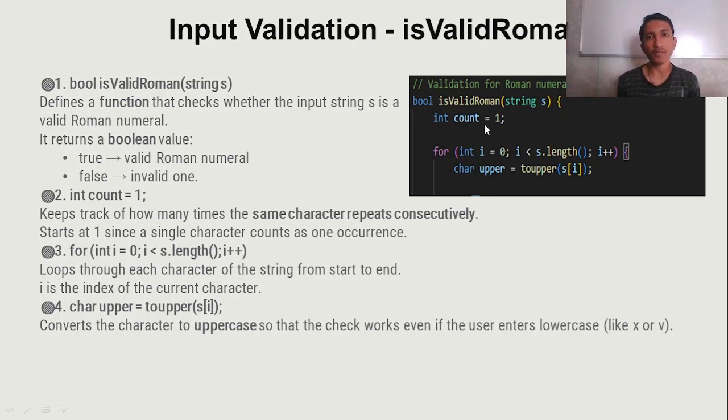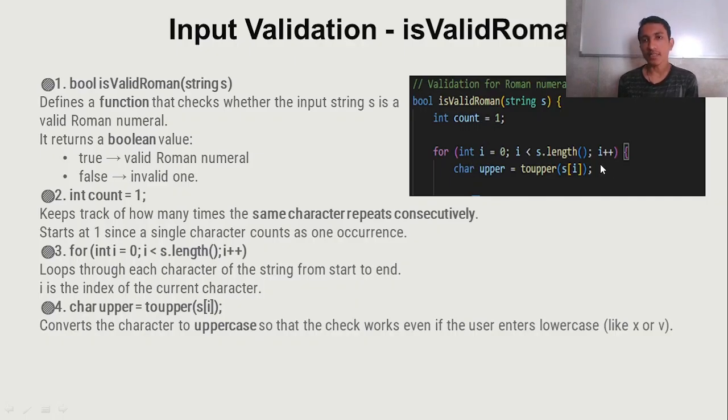First, we are defining a function named isValidRoman. It will take input as a string and return true or false, because we only want to know whether the Roman number is valid or not. True means valid Roman number and false means invalid one. Now what is this int count = 1? It keeps track of how many times the same character repeats consecutively. It starts at one, since a single character counts as one occurrence.